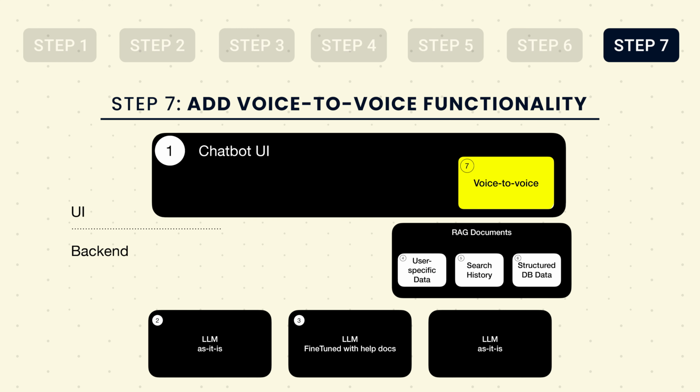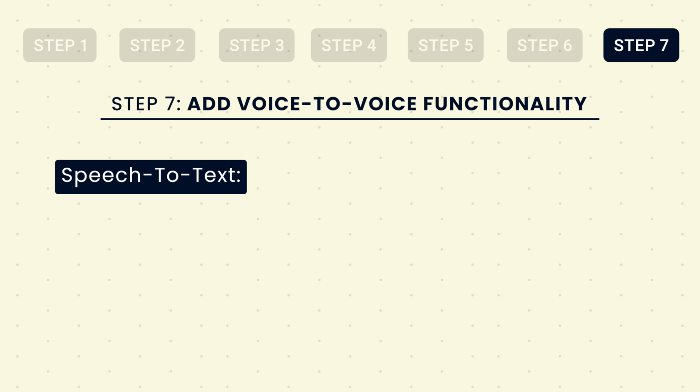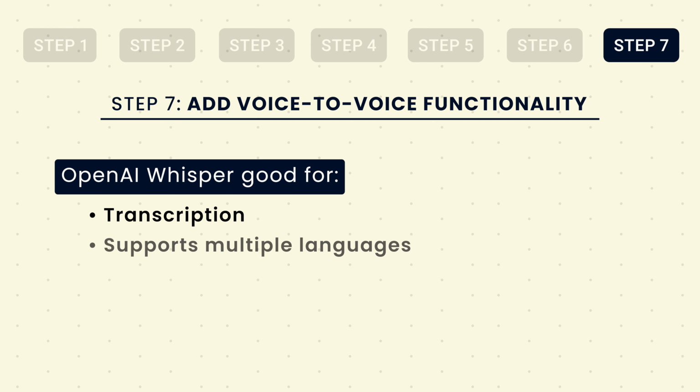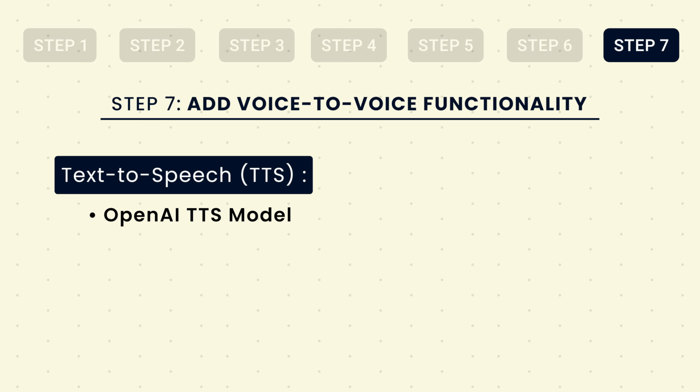And finally, you can add voice functionality for a smoother, more accessible user experience. You can use OpenAI's Whisper API to handle speech-to-text conversion, allowing users to interact with the chatbot using voice input. Whisper is really good for transcription, and it supports multiple languages as well. For text-to-speech, you can use either OpenAI or other TTS services. So you can capture textual responses and convert them back to audio.